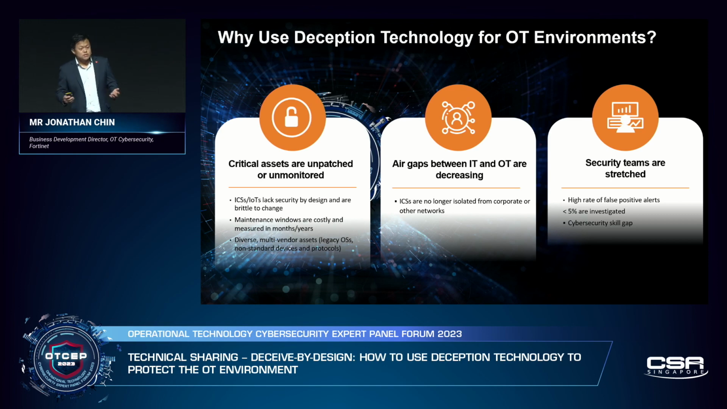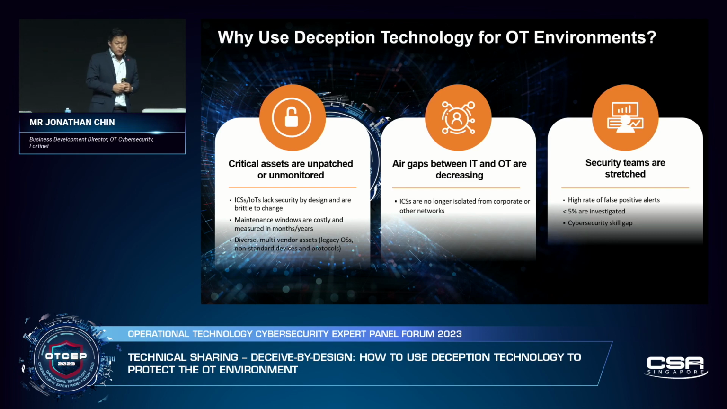So why use deception again? One thing, I mentioned it earlier on, OT systems lack security by design, and are brittle to change. They're costly to manage. Your maintenance windows are measured in months and years. So patching is not always an option. We can do vulnerability shielding at the network layer, but when you need to patch your firewalls and take them down, if they're not in a cluster, then deception gives you the ability to really shield those devices by putting a whole layer of decoy systems.